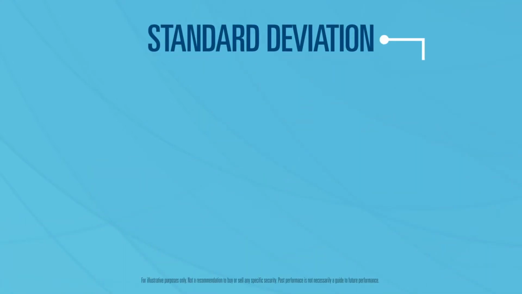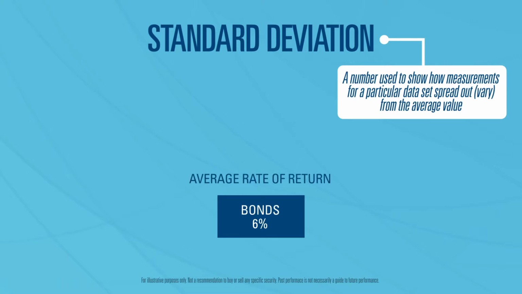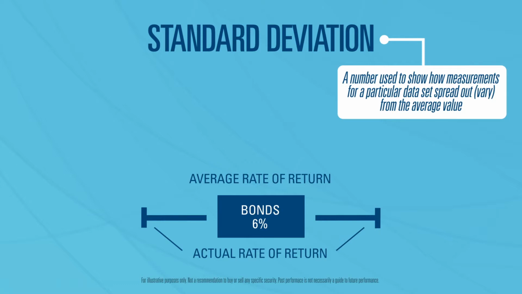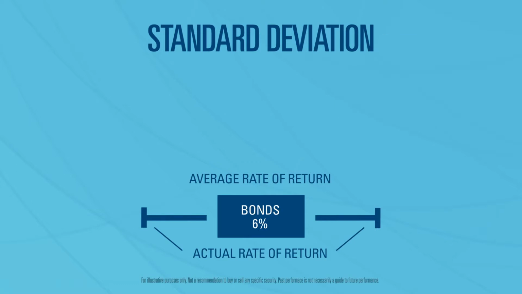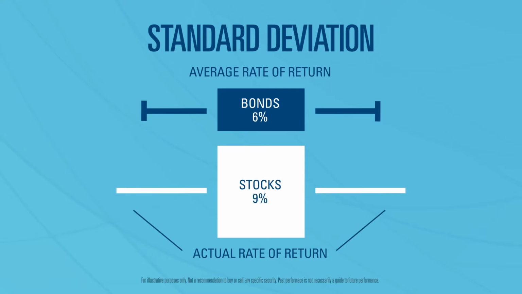We can take this one step further and measure variability using standard deviation. Each asset class has a standard or average rate of return, and it can be expected that the asset's actual return per year will deviate from the average within a certain range. Riskier investments will deviate farther from the average than safer investments.